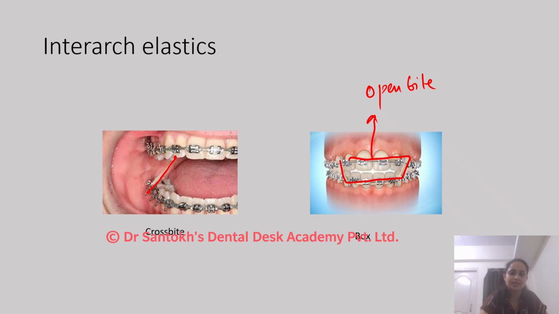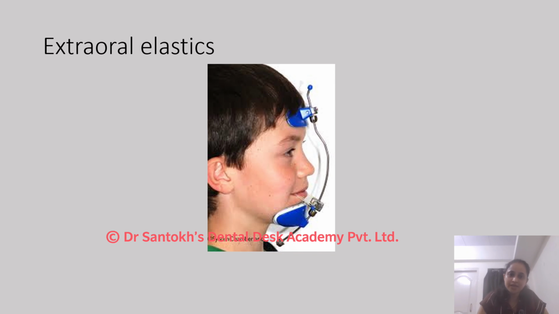Next, these are the extraoral elastics. You can see this is a face bow, which is an orthopedic appliance, which is used to protract the maxilla. So you can see some elastic kind of thing. So this is an extraoral elastic, which can be used with your headgear or with your face mask.